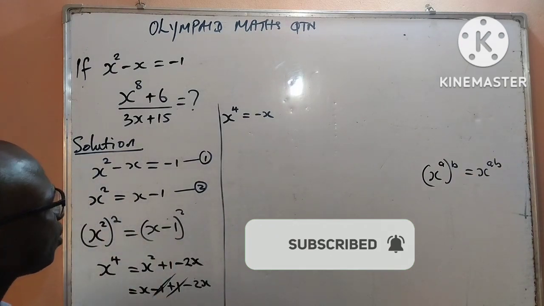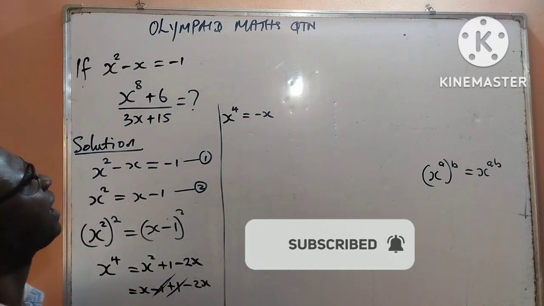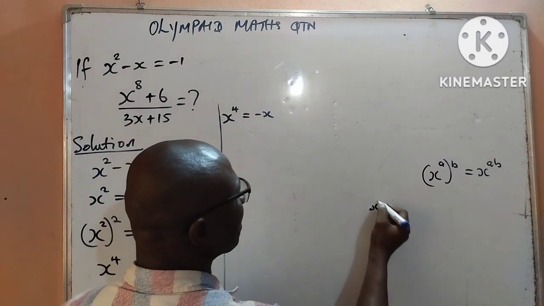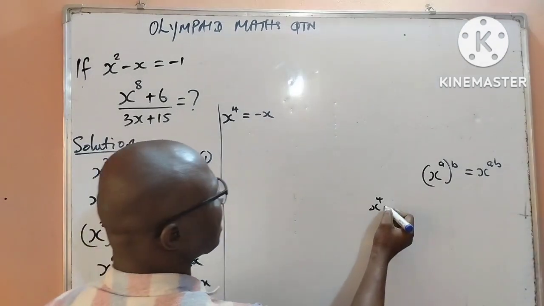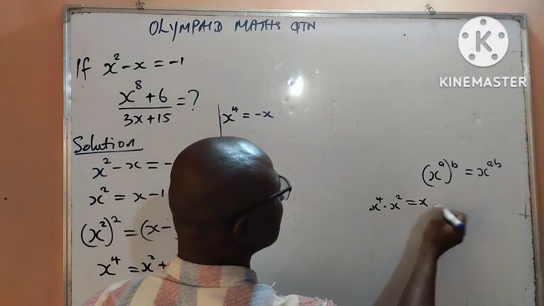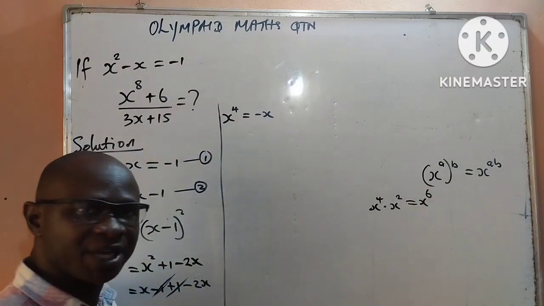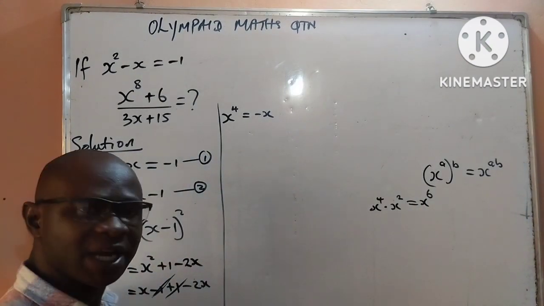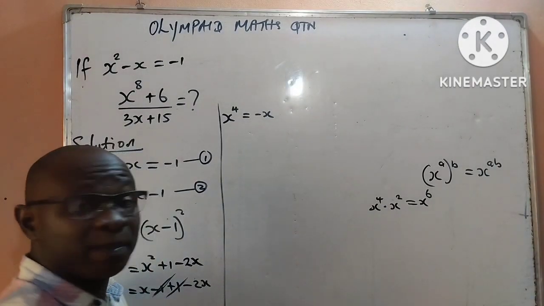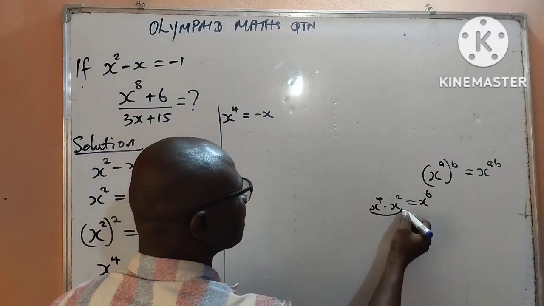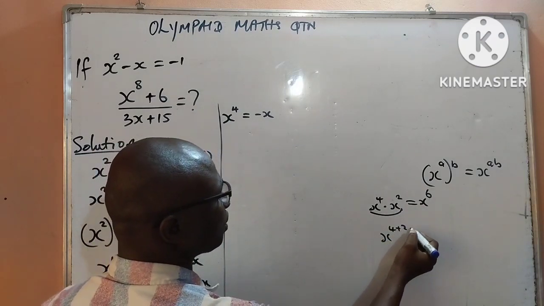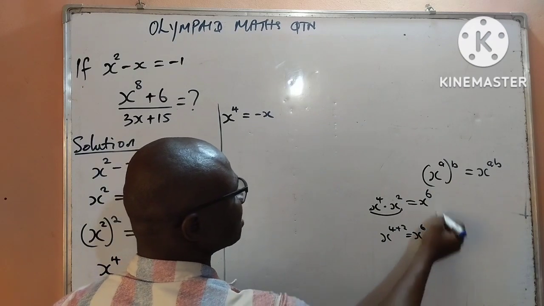Let's go ahead to get x to the power 6. And how do I get that? If I have x to the power 4 multiplied by x to the power 2, I will get x to the power 6. What is happening here is the multiplication law of indices: when the bases are the same, we simply add the powers. That is, this will be written as x raised to the power 4 plus 2, which will give me x to the power 6.